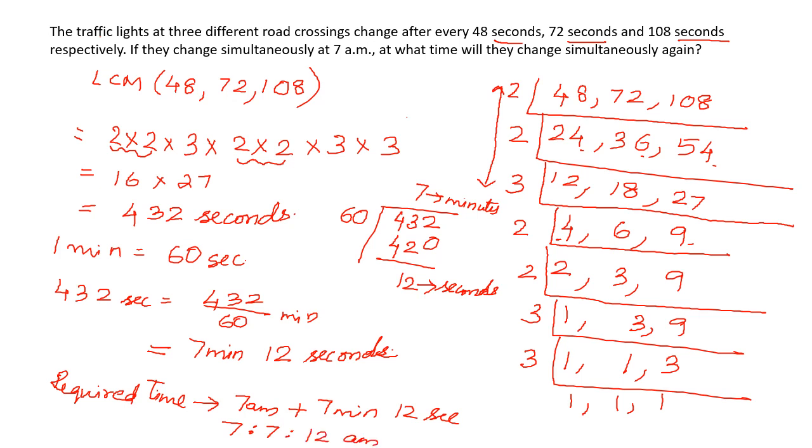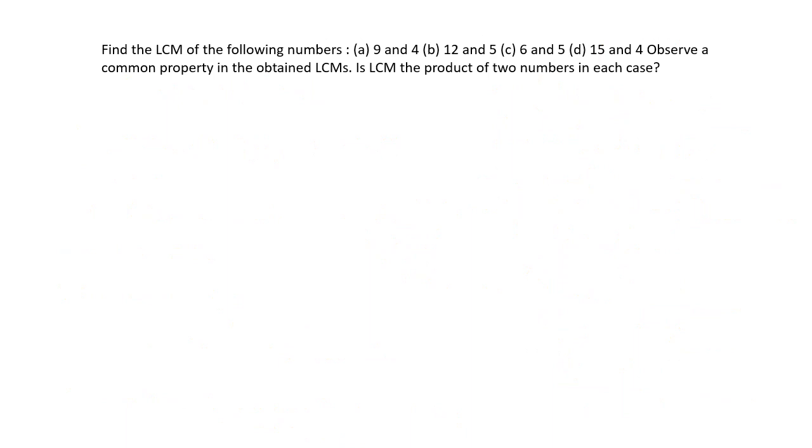So at this time, okay, 7 and the minute is 07. 2 digits are there for minutes, so we'll put it as 07. If you put as 7 also, no issue. So 7:07:12. So after 7 a.m., 7 minutes and 12 seconds passed, again the traffic lights will change simultaneously. Understood? So this is how you have to find it.